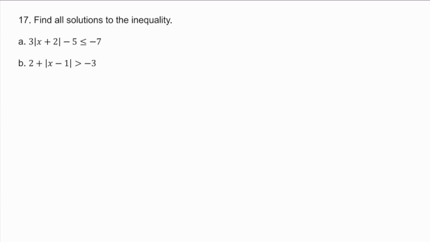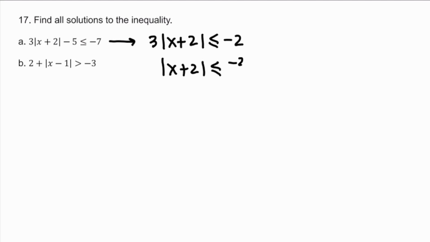Okay, now these next two, you could use the calculator for these if you wanted to, but I think you could just solve these more logically without the calculator. So with this one, I'm going to add 5 to both sides and get 3 times the absolute value of x plus 2 is less than or equal to negative 2. Always the first step with these is to isolate the absolute value, so the absolute value of x plus 2 is less than or equal to negative 2/3. But the absolute value of x plus 2 is always going to be a positive number, or maybe 0, at the very least. So it's never going to be less than negative 2/3 because it's never going to be equal to negative 2/3. And it can't be negative at all. So this one has no solution.